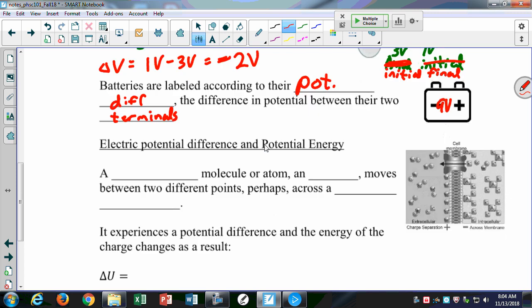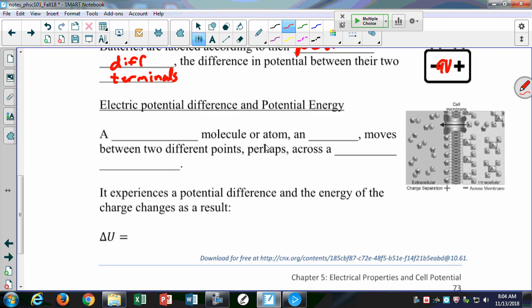Okay? Alright. So, electric potential difference and potential energy, we're sort of going to start moving into a little bit of our body stuff. A charged molecule or atom, it's an ion, right? You can have cations or anions. Cations are positive, anions are negative. It moves between two different points, perhaps, for example, across a cell membrane.